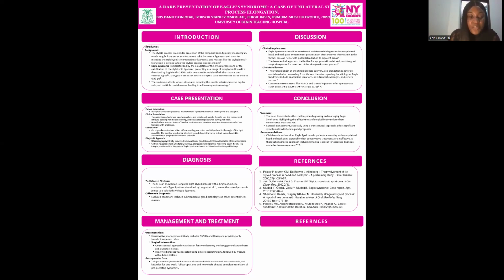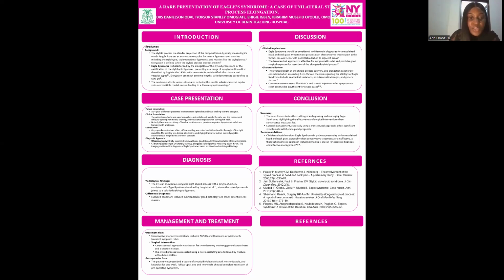The management and treatment of this patient included both conservative and surgical management. The conservative management initially included NSAIDs and diazepam, providing only transient symptom relief. For the surgical intervention, a transcervical approach was chosen for styloidectomy, involving general anesthesia and a McPhee incision.